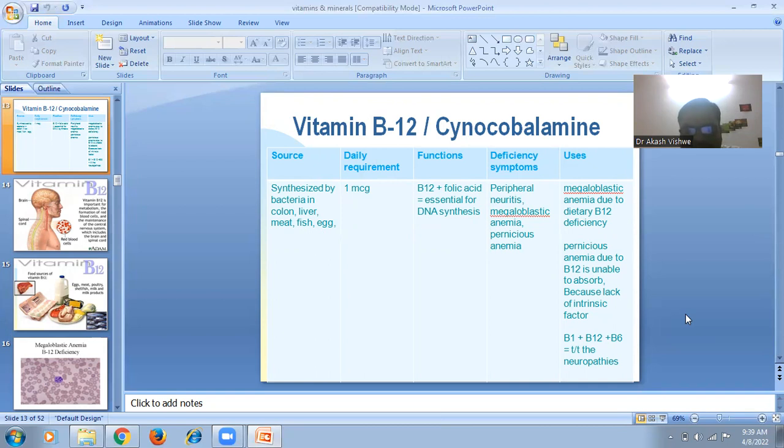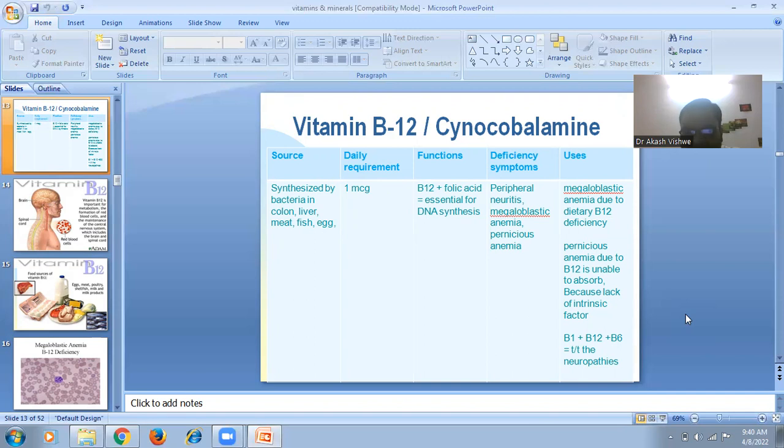Functions of vitamin B12 or cyanocobalamin are, it is actually essential for DNA synthesis. To improve this condition, we can add folic acid with vitamin B12. Specific deficiency symptoms of this vitamin are peripheral neuritis, megaloblastic anemia, and pernicious anemia.